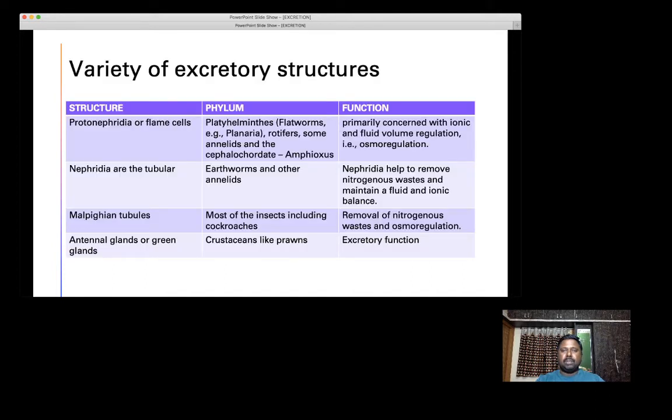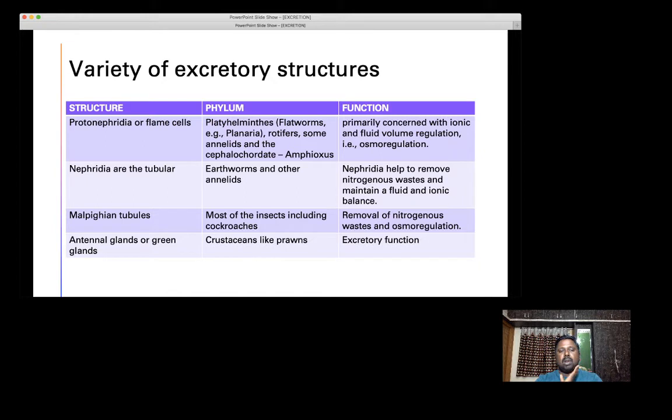Next, these waste materials are excreted through different structures. The first one is protonephridia or flame cells, present in platyhelminthes, the flatworms. Examples are planaria and rotifers, some annelids, and the cephalochordate amphioxus. The primary function is ionic and fluid volume regulation, that is, osmoregulation.